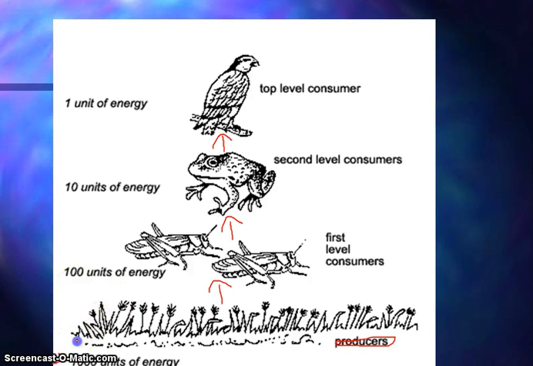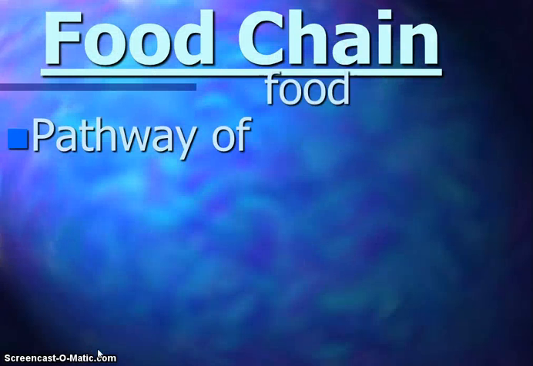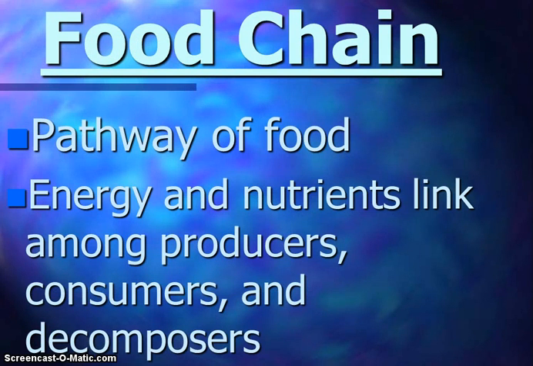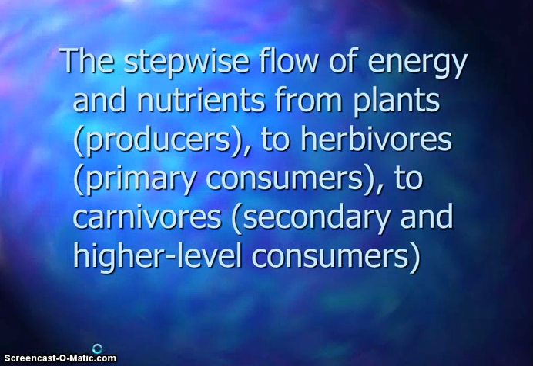Now, as you go up the food chain, I want to point out that your energy does decrease. Pretty much you lose 90% at each level. So when we talked about organic compounds, we said you get your energy from eating carbs, not the proteins. And that is evident here with the energy units. So a food chain is a pathway of food, and it's going to link energy and nutrients among the producers, consumers, or decomposers or detritivores. Now, I want to point out that it is a flow of energy, and that's what those arrows are going to be representing.